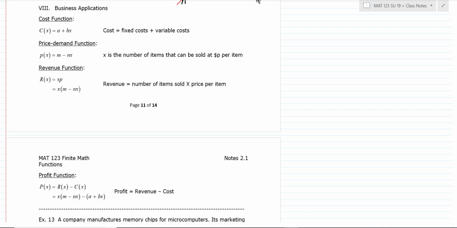All right, so on this part of the video, we're going to wrap up things with some business applications. There's some formulas. I'll tell you what you need to know and what you don't have to know. A cost function is the first thing. A cost function generally has fixed costs and variable costs. We've already talked about that. And you can think of this, if you want to, as mx plus b. You can use that formula. It's basically the same as this. This is your fixed cost, A, and then BX is your variable cost.